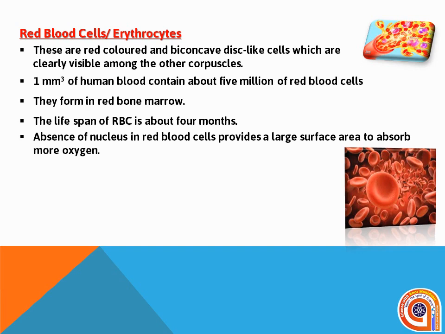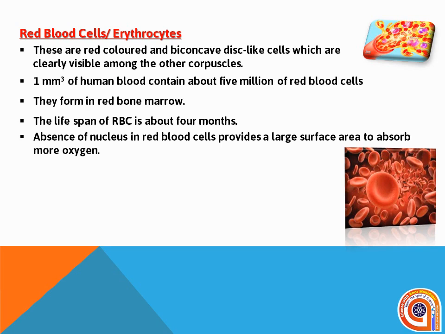They form in red bone marrow within the bones. The lifespan of an RBC, red blood cell, is about 4 months. Absence of nucleus in red blood cells provides a large surface area to absorb more oxygen. So these are the features of red blood cells, and there is a clear difference between the red blood cells and white blood cells. And why is the nucleus absent in red blood cells?